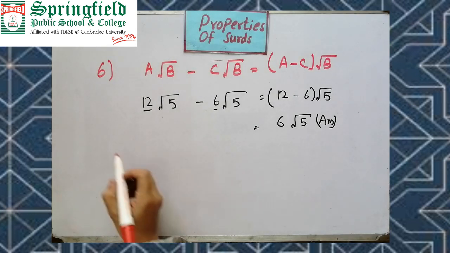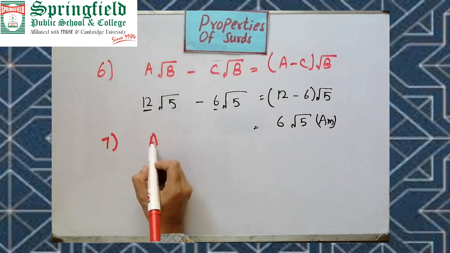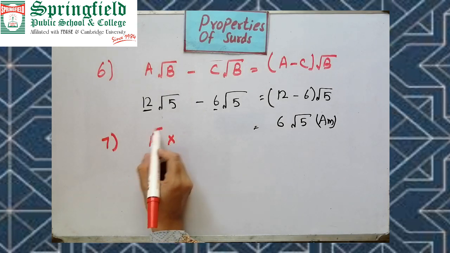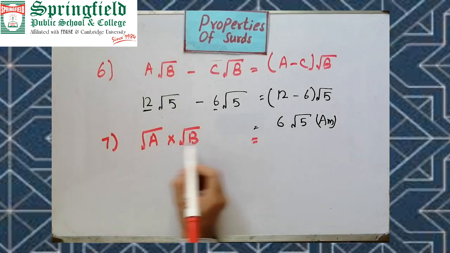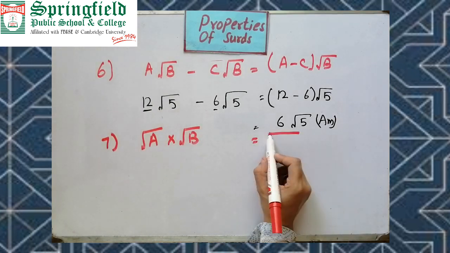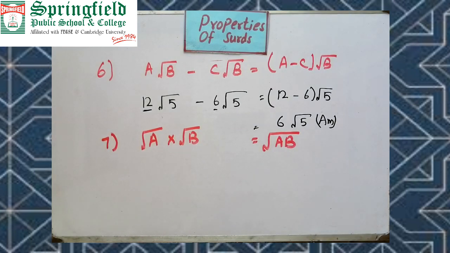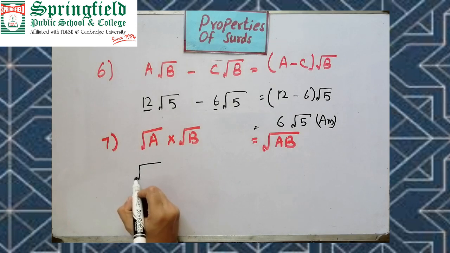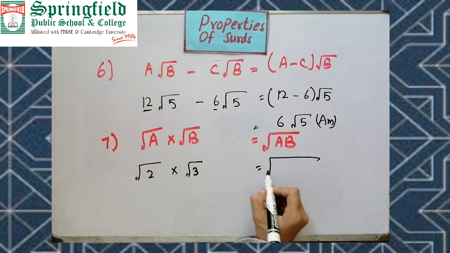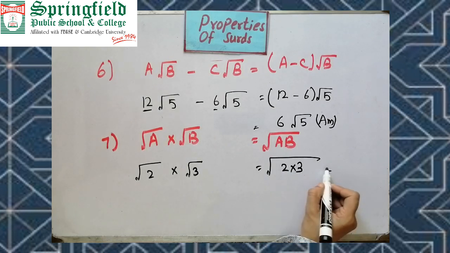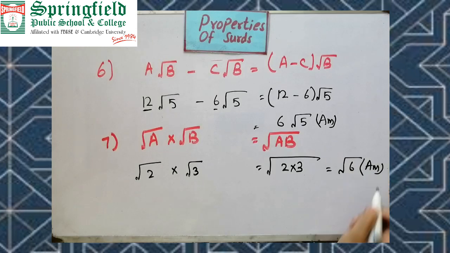And the seventh one is: when A third will multiply with B third, there are two thirds, so it can be written as just 1 under root. Example, let 2 multiply 3. It can be written as just 1 under root 2 multiply 3, which is equal to under root 6. Fine.